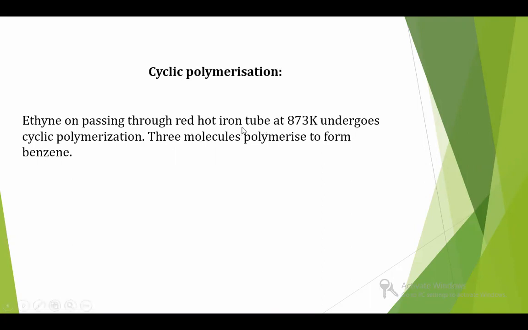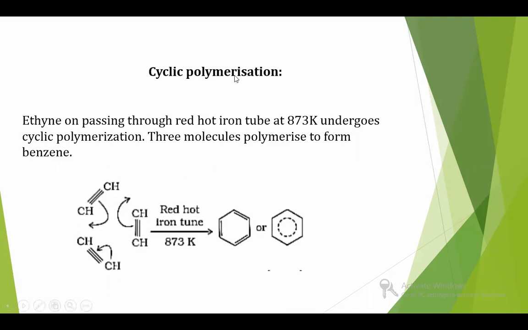By passing ethyne through a red hot iron tube. This is important. You need to remember this equation. Ethyne passing through a red hot iron tube at 873 Kelvin undergoes cyclic polymerization. Three molecules polymerize to form benzene. You can notice here a triple bond, this is a triple bond, and this is a triple bond. Three molecules. So heating in the red hot iron tube at 873 Kelvin, what will happen here?